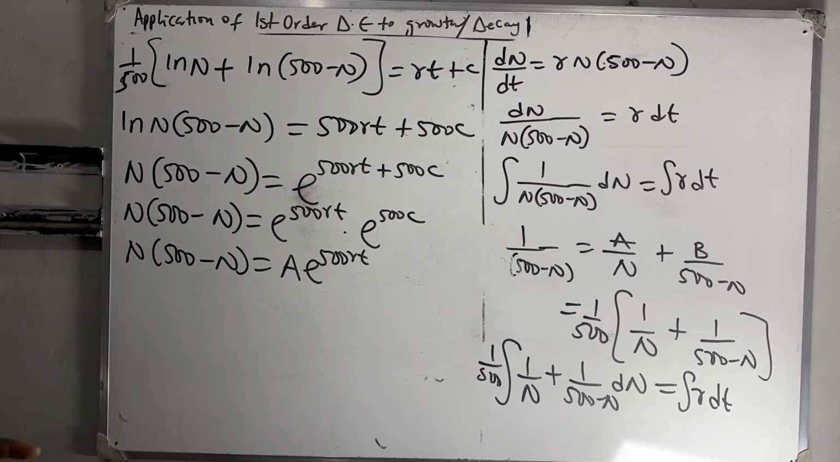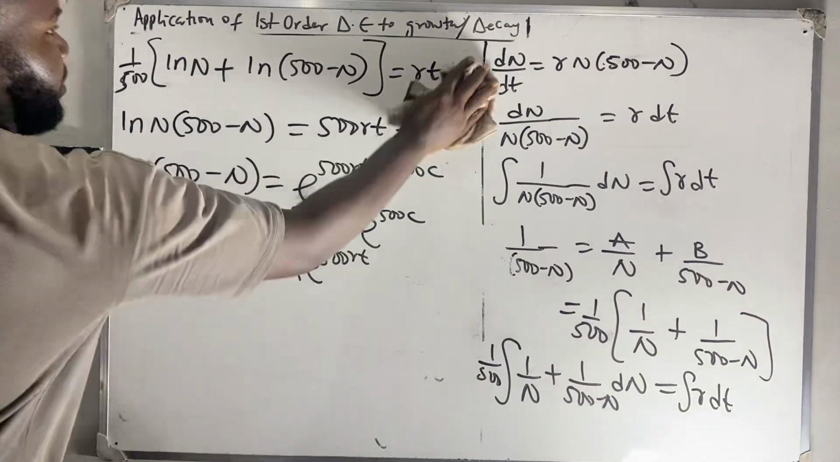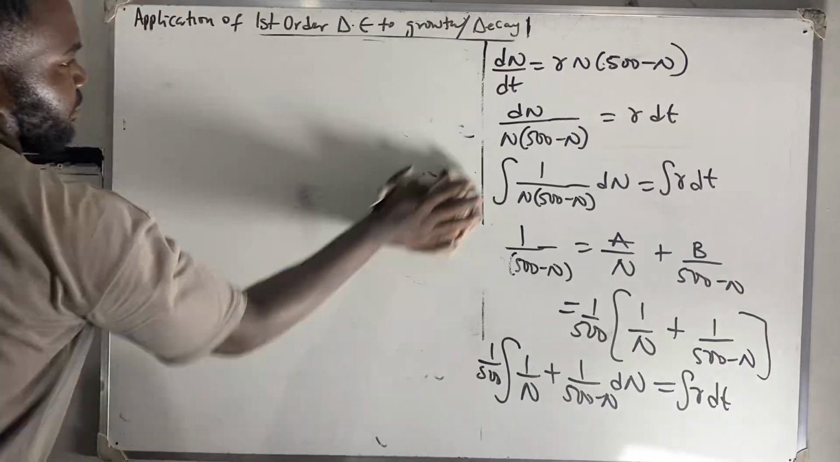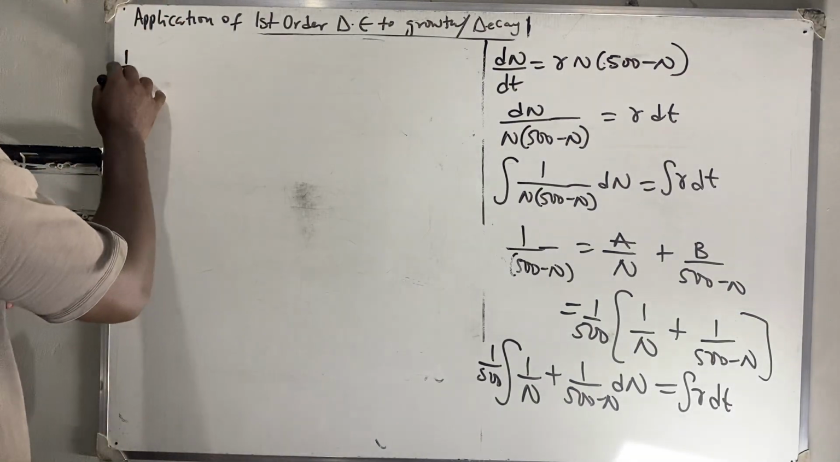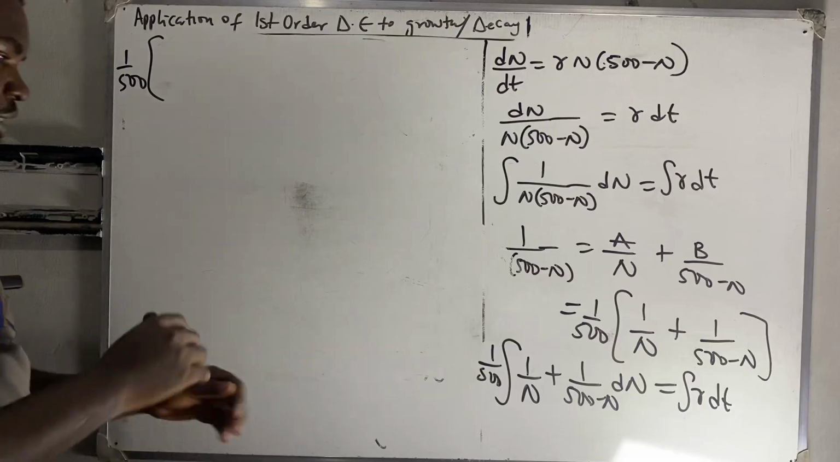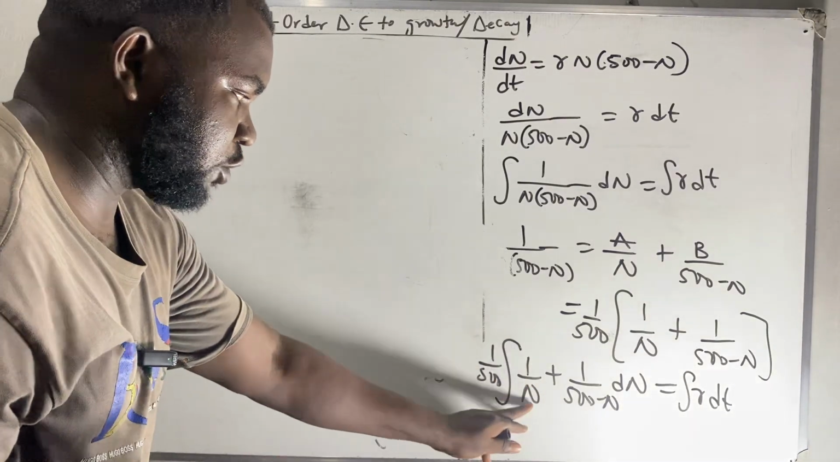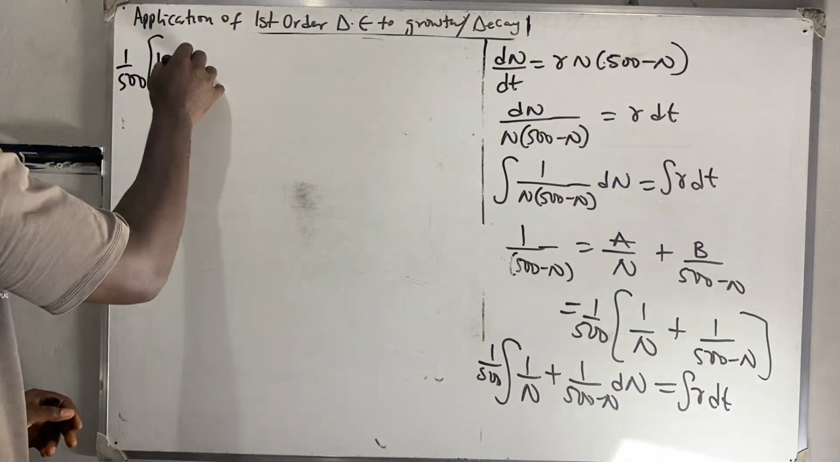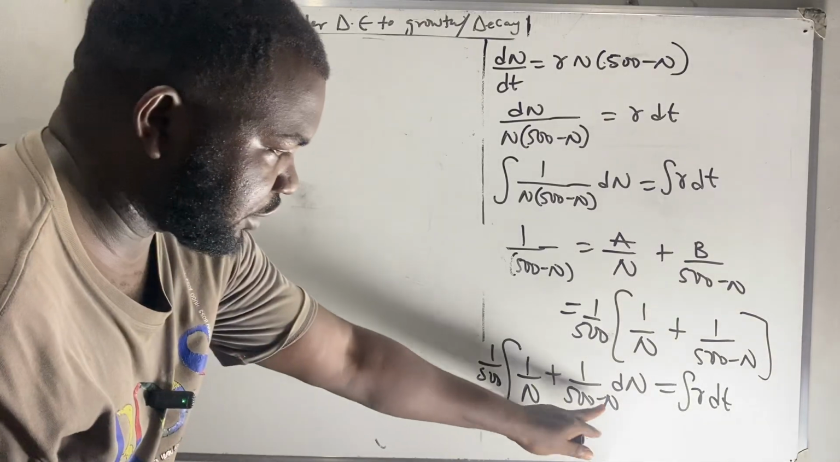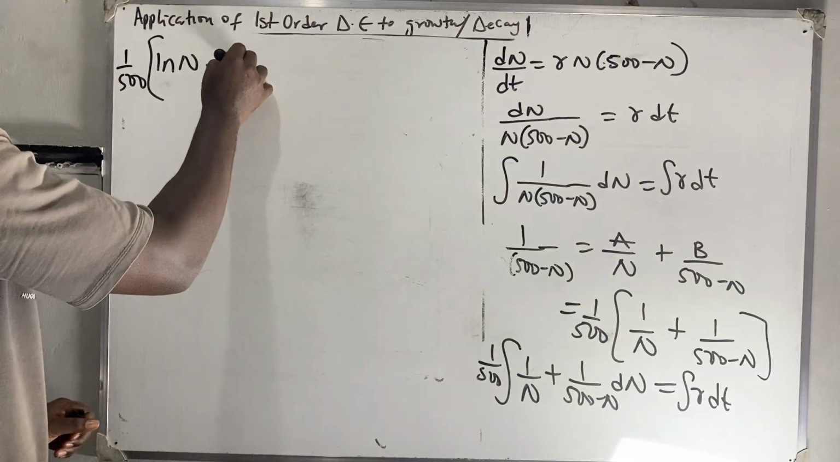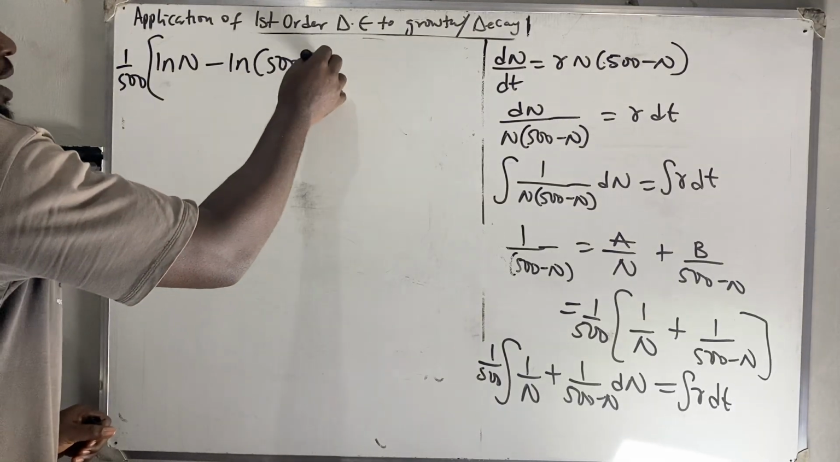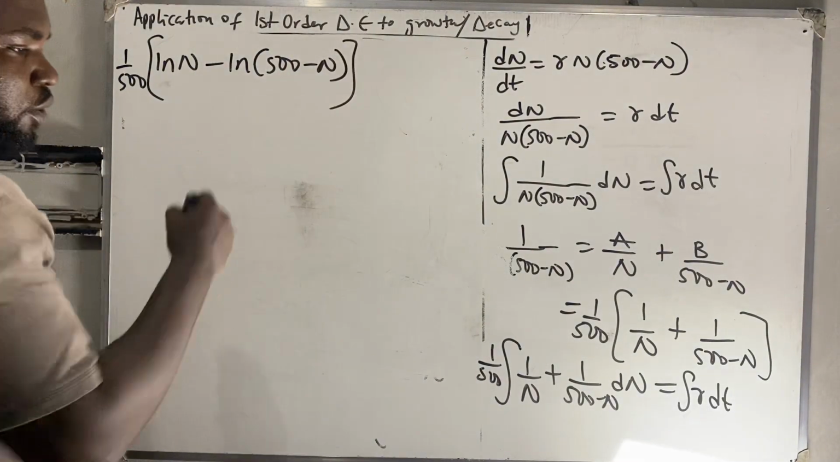Please, I just detected an error here. Permit me to start from somewhere here. My board is too small. So I have 1 over 500 into, let's take it gradually. The integration of 1 over n gives us ln n. The integration of the other term, when differentiated, gives a minus, so we are going to have minus ln 500 minus n. That is where the error is.